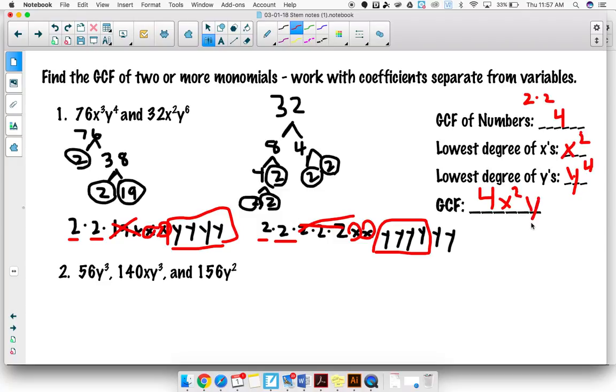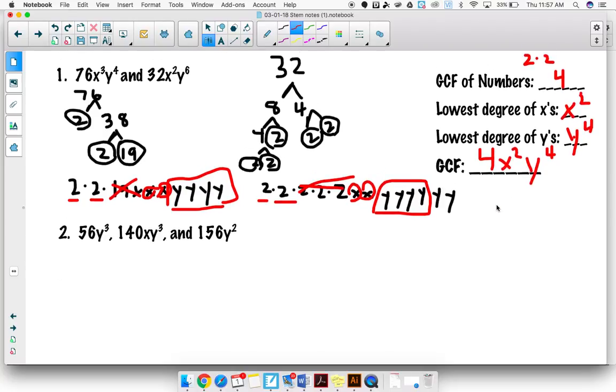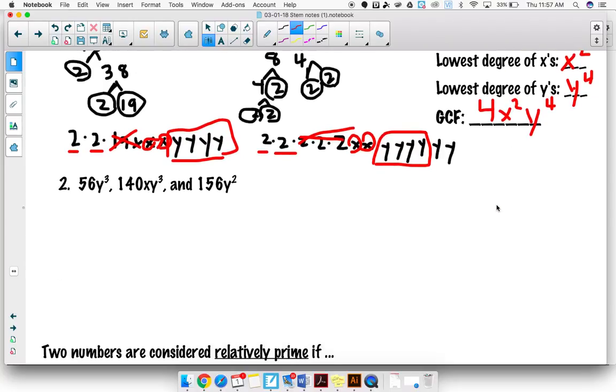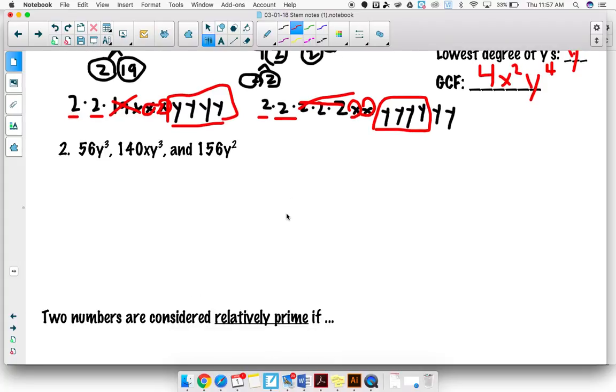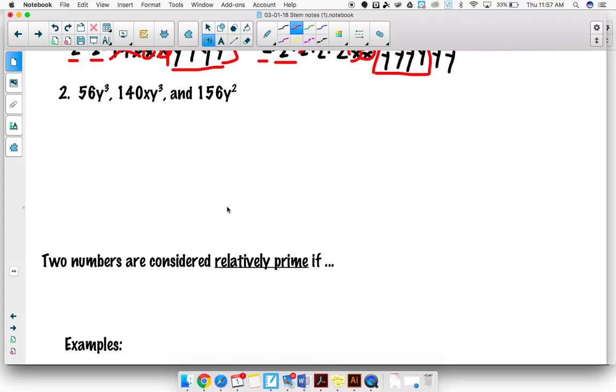And you can put a little dot for multiplication, but realize with variables and numbers, as long as they're written next to each other, it's called juxtaposition. If they're written next to each other, then you can assume that there's multiplication here. All right. Pause the video, try number 2, and then when you're done, I'll go ahead and work through this one with you. So welcome back.